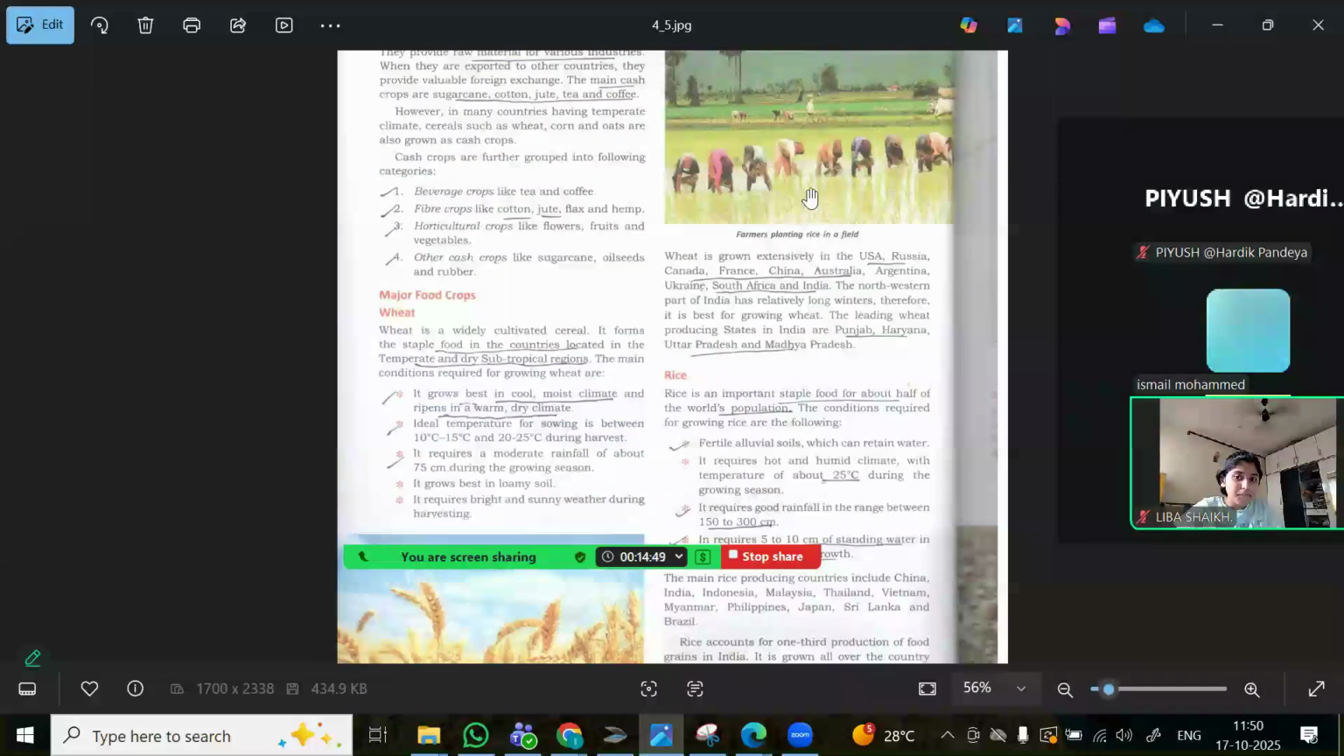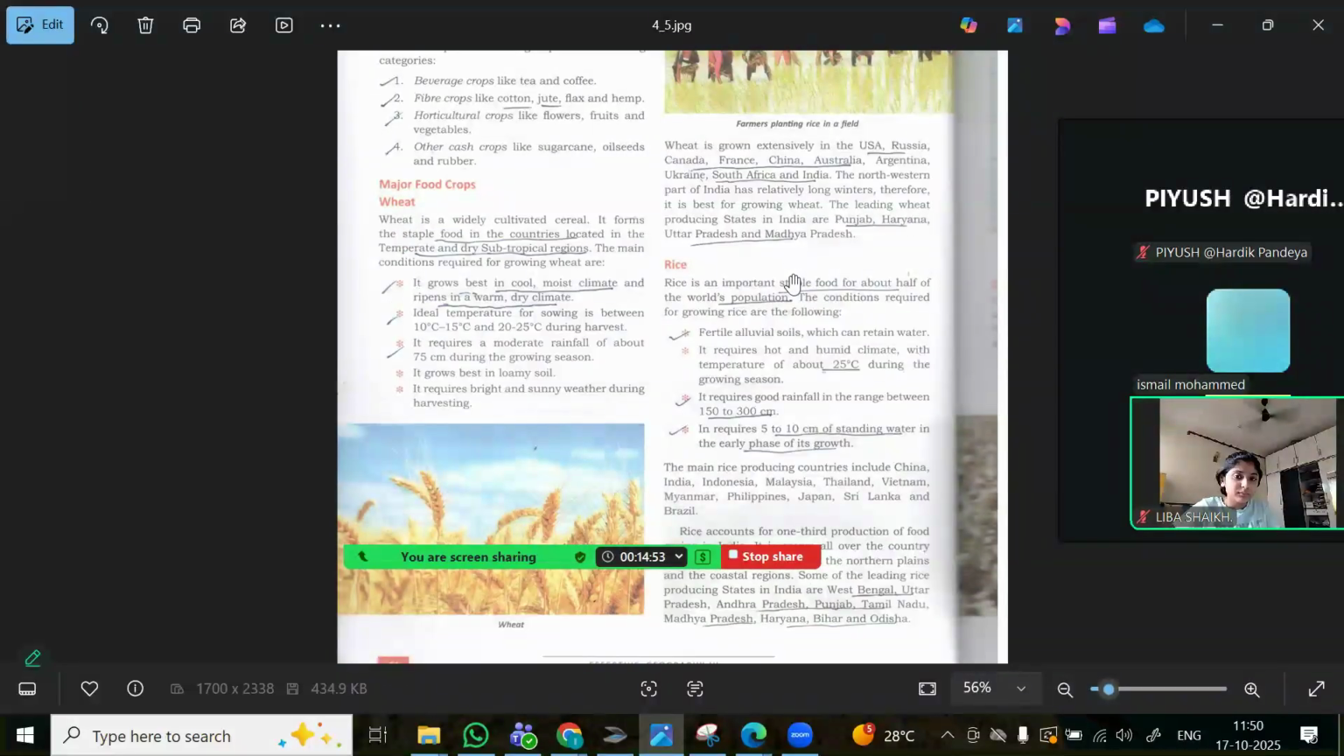And how does the rice crop look? It looks like this. So you can imagine that picture, and you can know what the favorable conditions for it are. Rice is an important staple food for half of the world population. So you have around 6 billion, no, 600 billion population in the world, and for half of the population, for 300 billion people, this is the staple food, the main food.